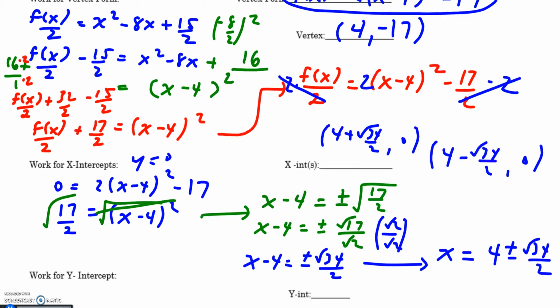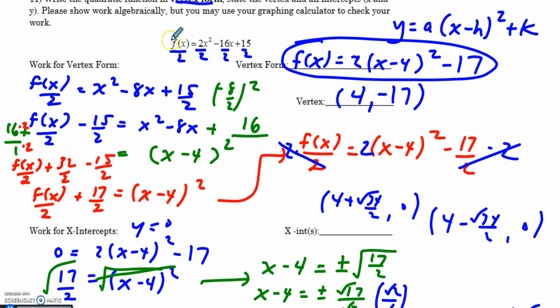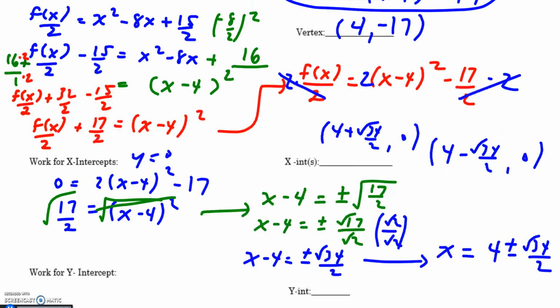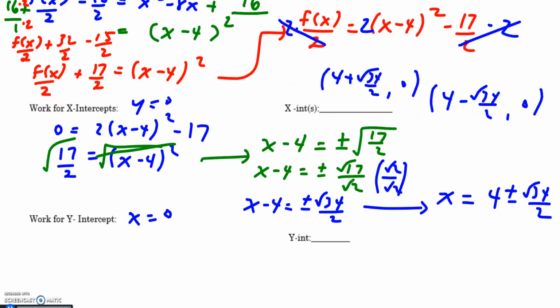My y-intercept is much faster. What you could do is either look at the original equation here or look at the one you just found, and your goal is to remember that the y-intercept is when you plug x equal to 0. So here's the answer we got in vertex form. F of x equals 2 times x minus 4 squared minus 17.